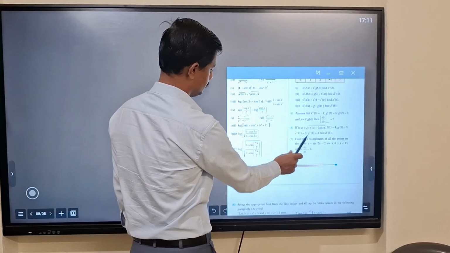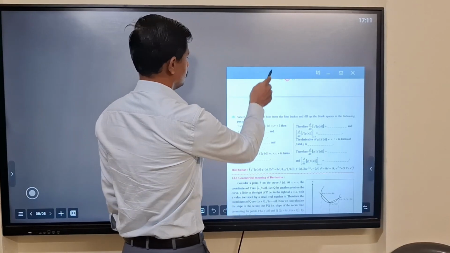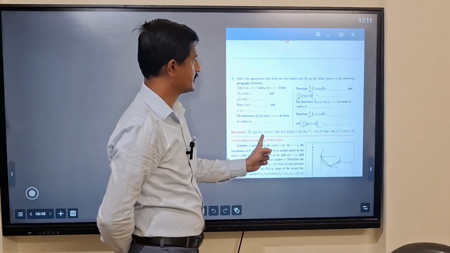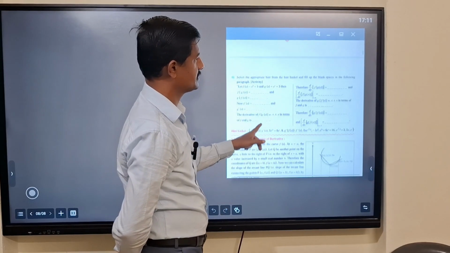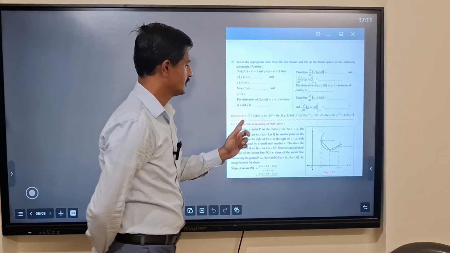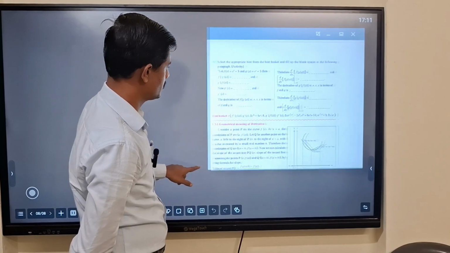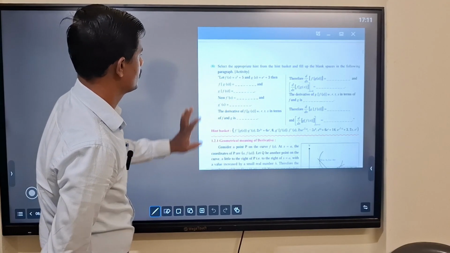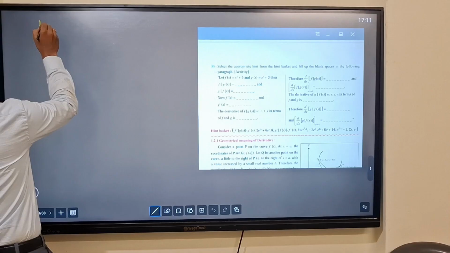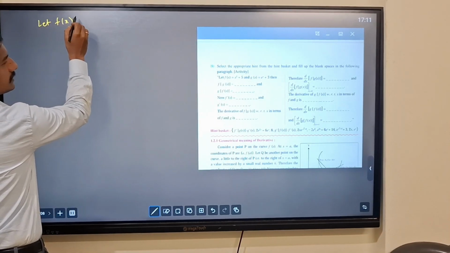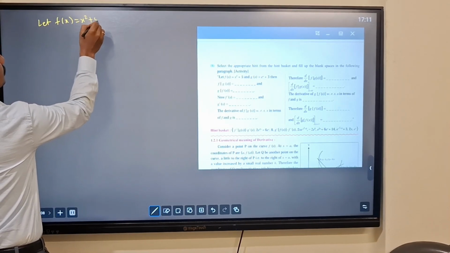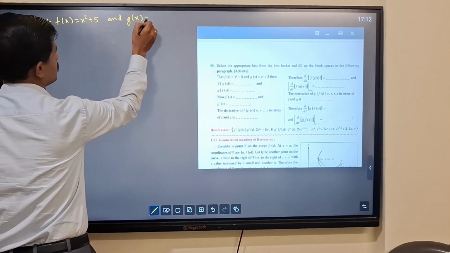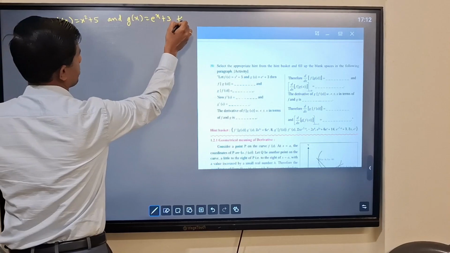Now next, select the appropriate hint from the hint basket and fill up the blank spaces in the following paragraph activity. So here are the hints and we have to use those hints in the above things. Okay. Now see. Let f of x equal to x square plus 5 and g of x equal to e raised to x plus 3.